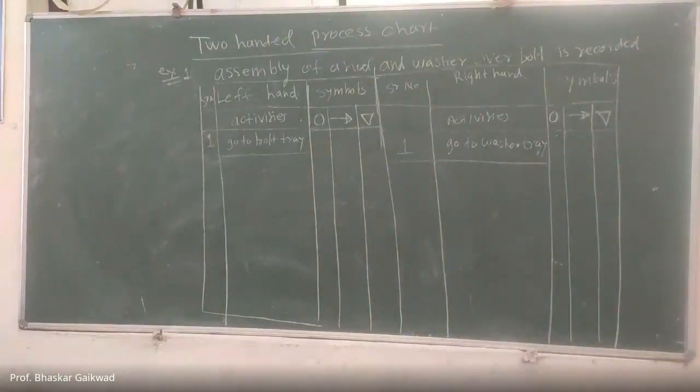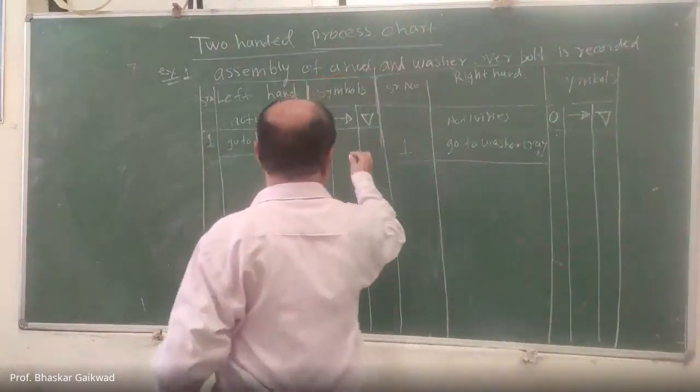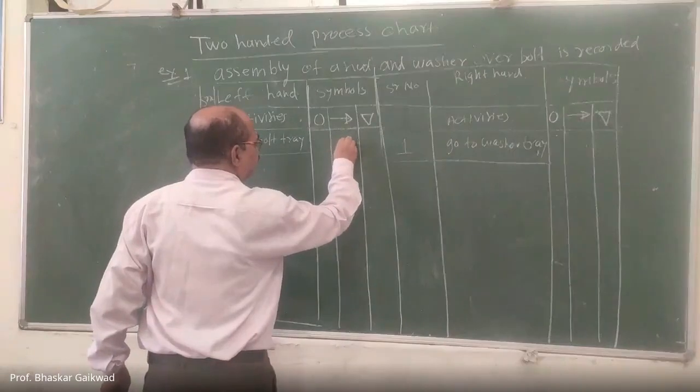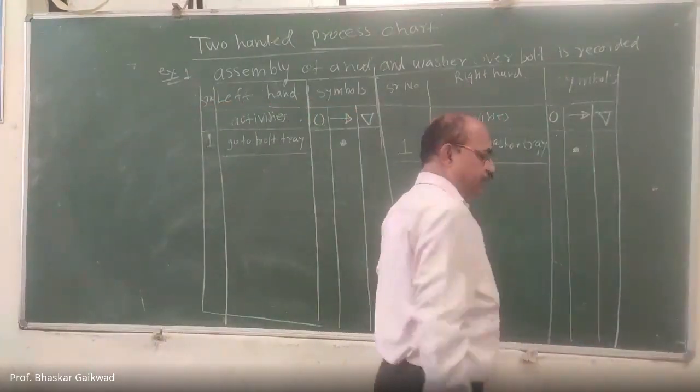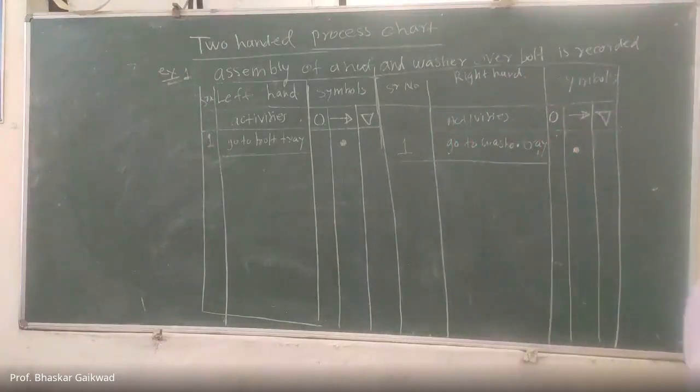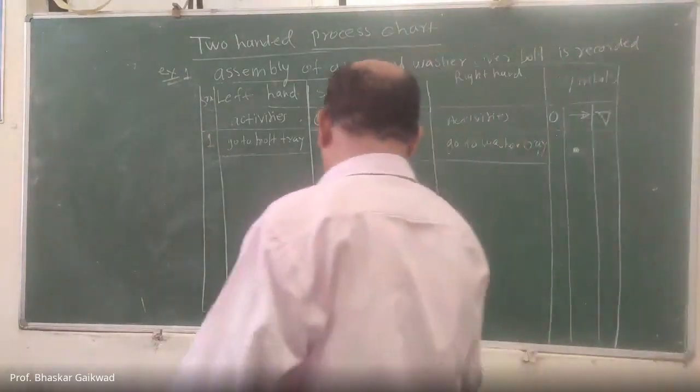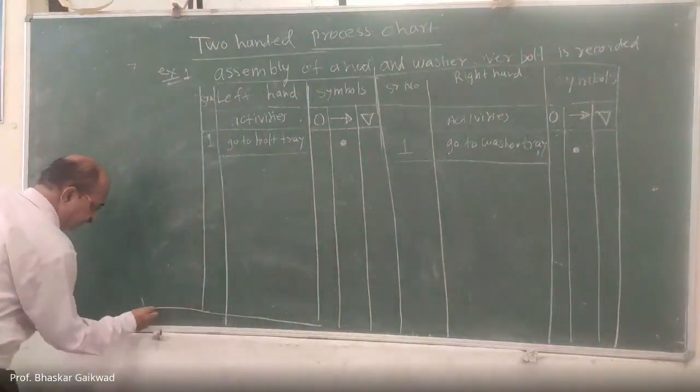So here, first the left hand goes to the bolt tray. At the same time, our right hand goes to the washer tray. Here a transportation movement is there. For this transportation movement you can put a dot. For this point you can put a dot, and similarly for this you can put a dot. This transportation movement is there, and at the bottom there is the time scale.